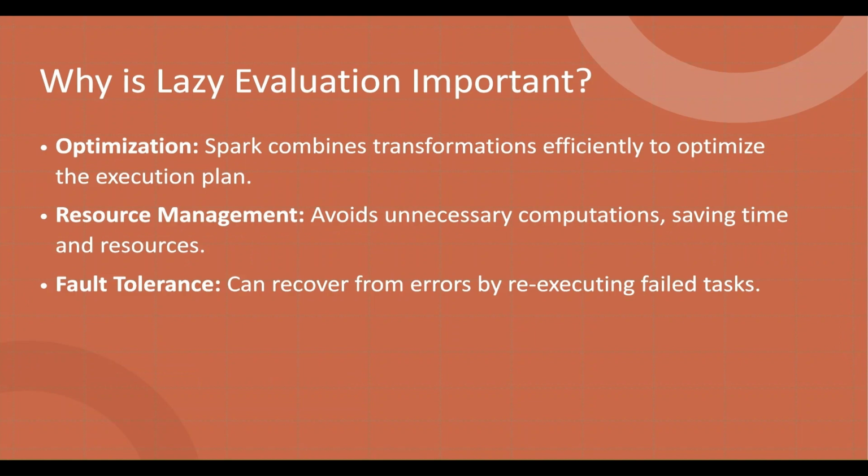Fault tolerance. If something goes wrong during execution, Spark knows how to rebuild just the part of the data that failed by going back to the DAG, which ensures reliability. Because the DAG has the blueprint and the whole plan, if something fails, it will go back, understand that, and rebuild it.